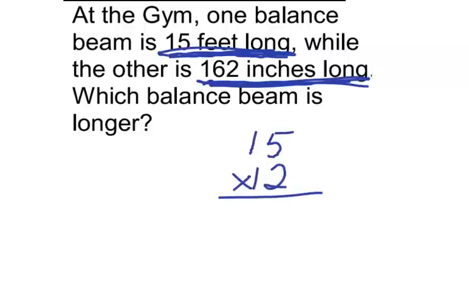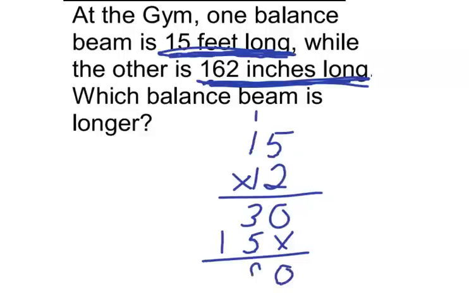5 times 2 is 10. 2 times 1 is 2, plus 1 more is 3. Okay, then we'll put the little x there, and then 1 times 5 is 5. 1 times 1 is 1. So the answer is 180. So 15 feet is 180 inches.